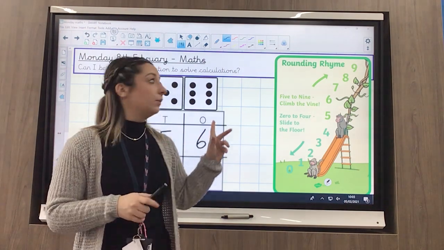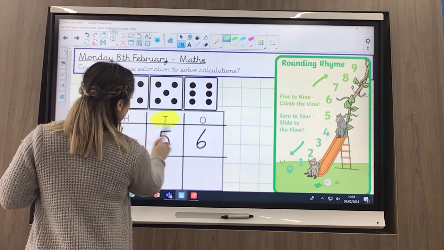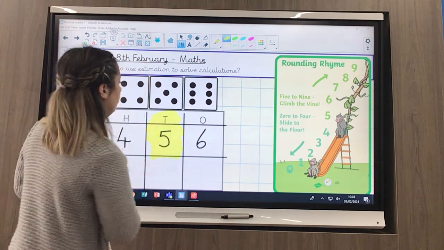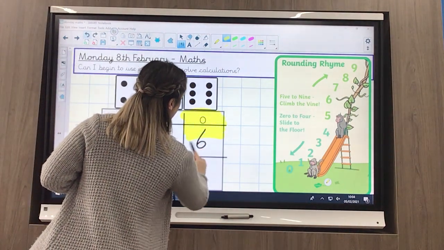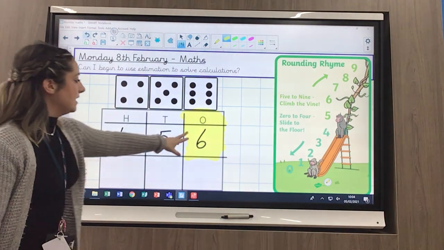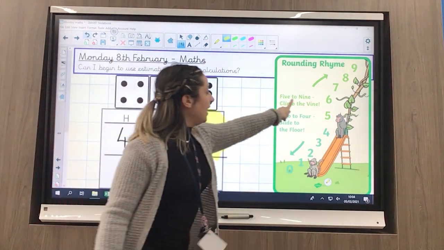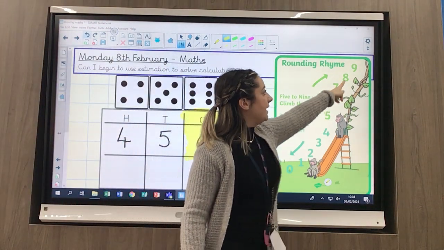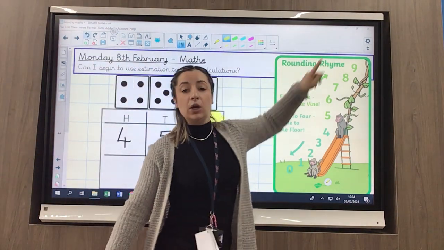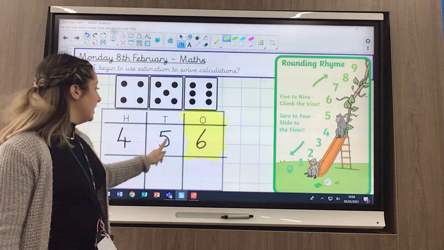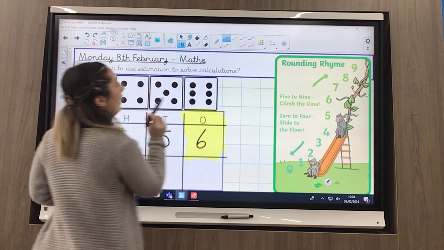Okay, so I want us to have a look. If we are rounding to 10, this is the column that we are looking at. Okay, so we are looking at this because we are rounding to the next 10. So is my number 5 to 9? Is it 5, 6, 7, 8 or 9? Yes, so it's 6. So it says to climb the vine, which means that my 10 now moves to the next 10. So let's go onto my pen and I'll show you how we can show this.